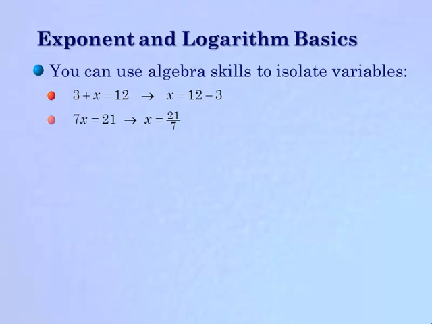You can use algebra skills you already have to isolate variables. We've learned how to take 3 plus x equals 12 and solve for x. We find that x equals 9 by subtracting 3 from both sides. Or 7x equals 21. You know how to solve for x there. Divide both sides by 7 and we get x equals 21 over 7. Or x cubed equals 64. You can solve for x by taking the cube root of each side, and you find that x is equal to the cube root of 64.